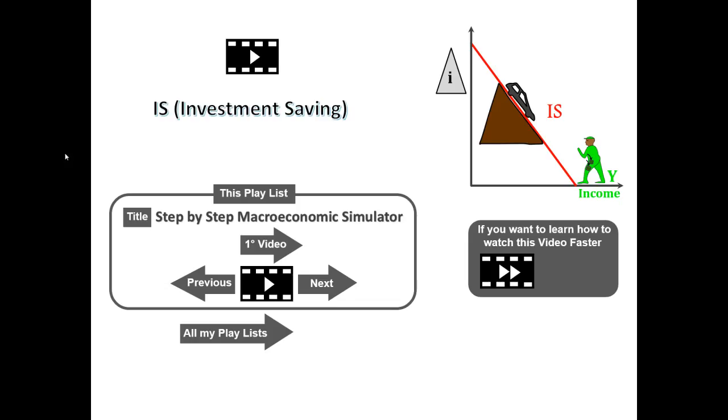Hello, in this video we are going to see the IS curve. I stands for investment and S for saving. And we are going to see why the IS curve has this shape.